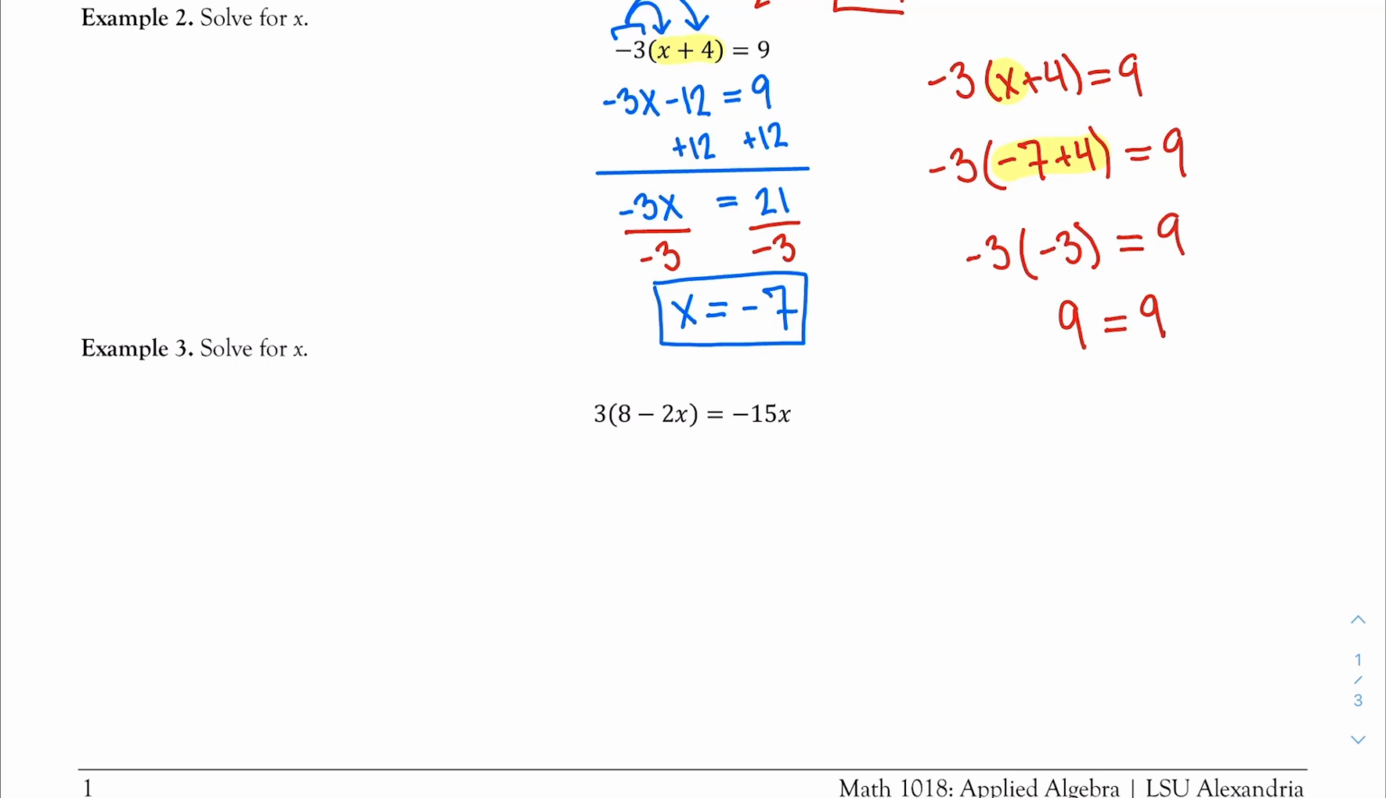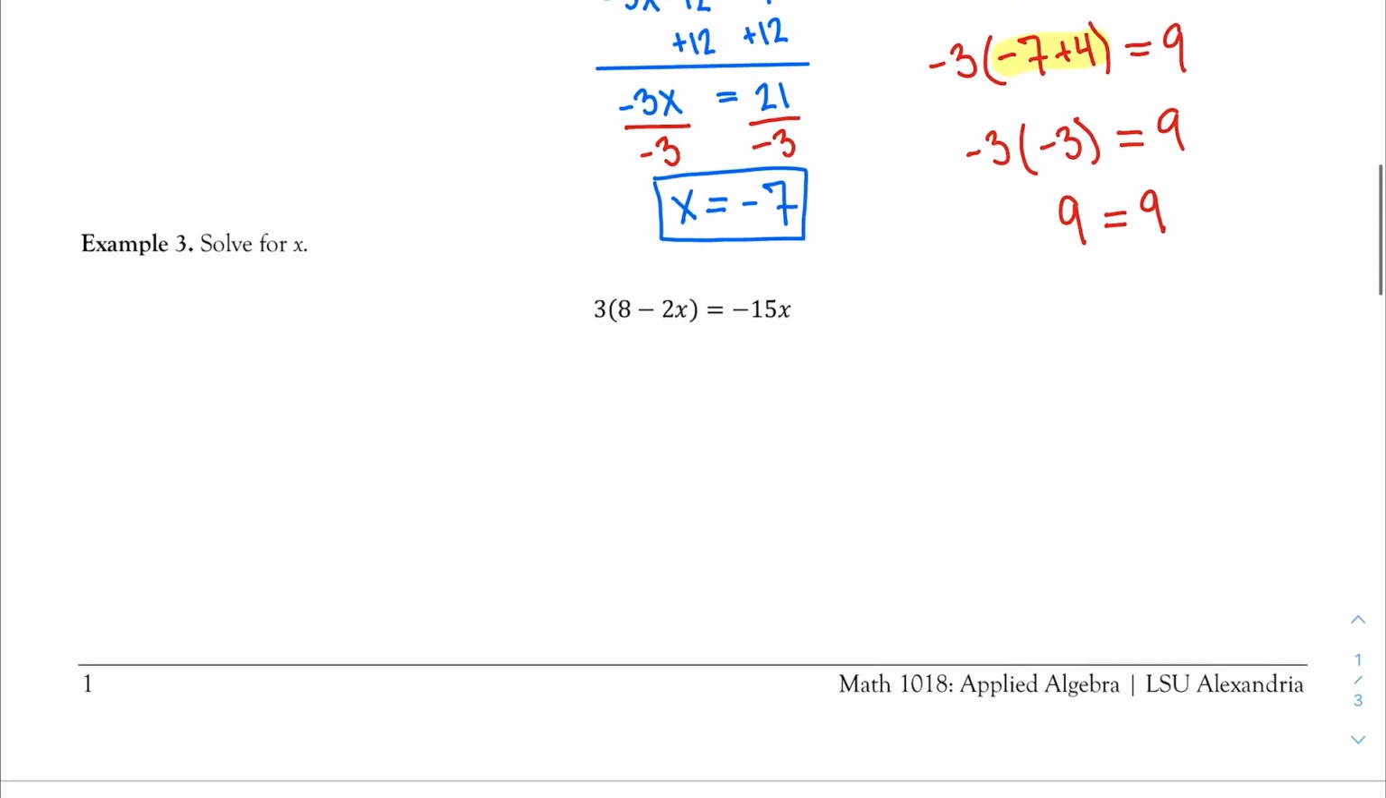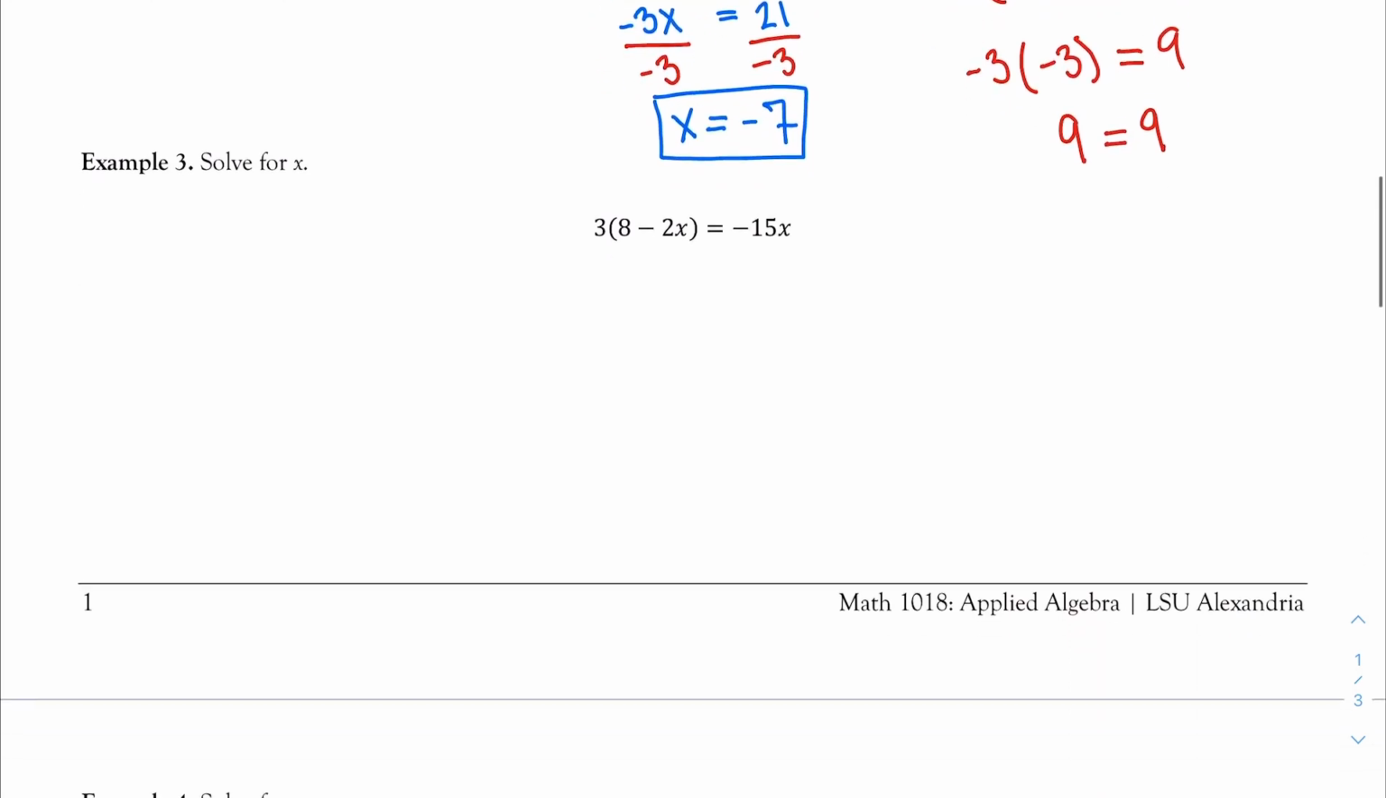Alright, so let's move on to example 3 now. Again, solve for x. This time I have 3 times (8 minus 2x) is equal to -15x. What I'm going to recommend is pause the video right now and see if you can work out this problem. Alright, did you pause the video and work it out? Or did you let the video continue playing? In either case, let's work this problem out together.